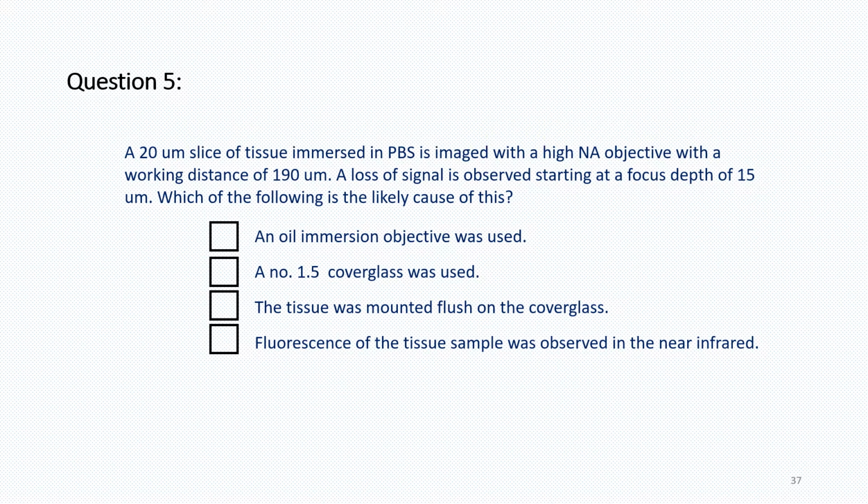Let's try one last question. A 20-micron slice of tissue immersed in PBS is imaged with a high NA objective with a working distance of 190 microns. A loss of signal is observed starting at a focus depth of 15 microns. Which of the following is the likely cause of this?